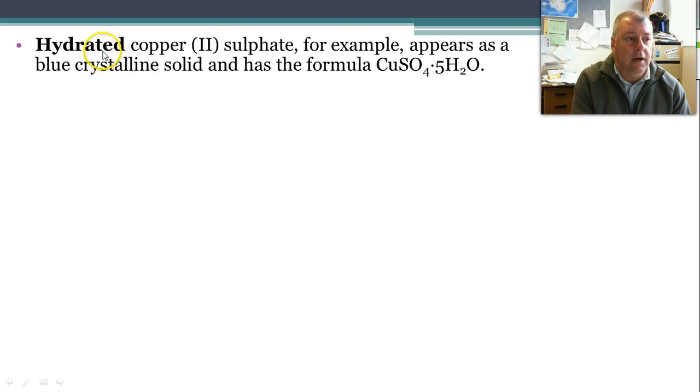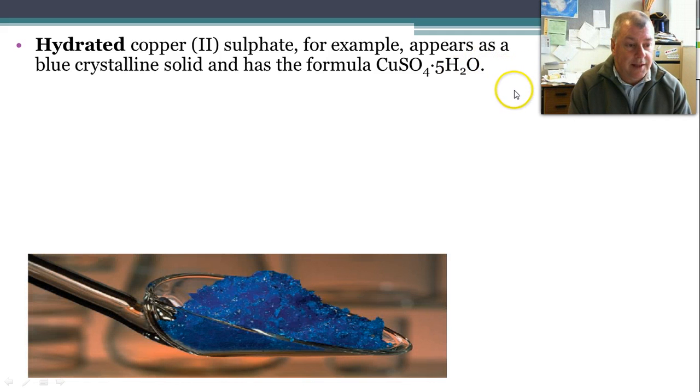So if we look at something like hydrated copper 2 sulfate, it's a blue crystalline solid and has the formula CuSO4 with 5 waters fitting in for each of these ratio in the ionic lattice. Remembering that's not a molecule; it's the ratio of ions in the lattice. So for each pair of those positive and negative ions, we get 5 water molecules fitting into the lattice. And that's what it looks like.